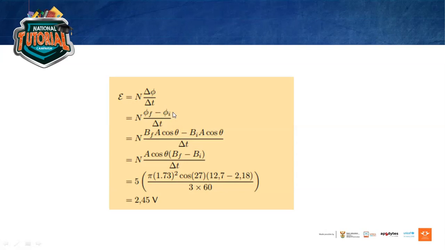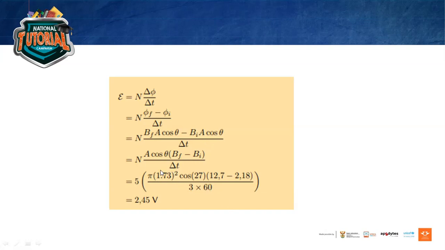So guys, remember, for EMF to be induced, there always has to be a change in flux. You cannot have a constant flux. If it's a constant flux, then EMF will not be induced. So we can factor out the area and the angle because those are the same, and we can put the magnetic field in two of them. We can have the final, and we also have the initial, and then this is how we can calculate it.